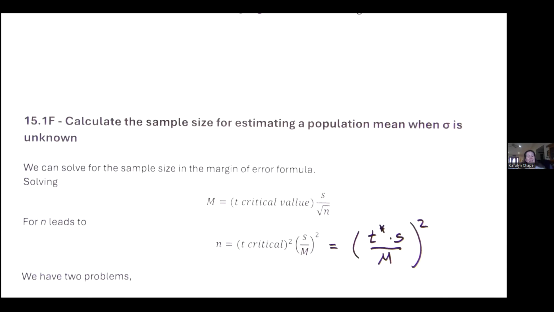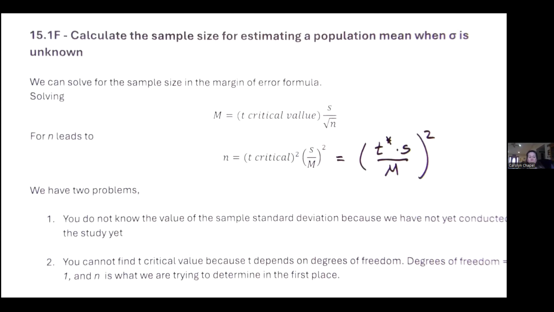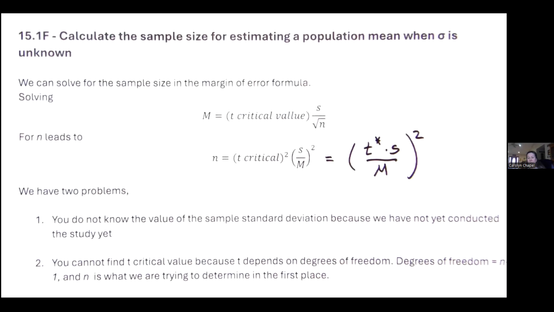Also, if I haven't done anything, I don't have a sample. And if I don't have a sample, I don't have an S. So we have 2 problems. There's my 2 problems. Okay, we don't know those 2 things. We don't know T star and we don't know S. How can we find them?